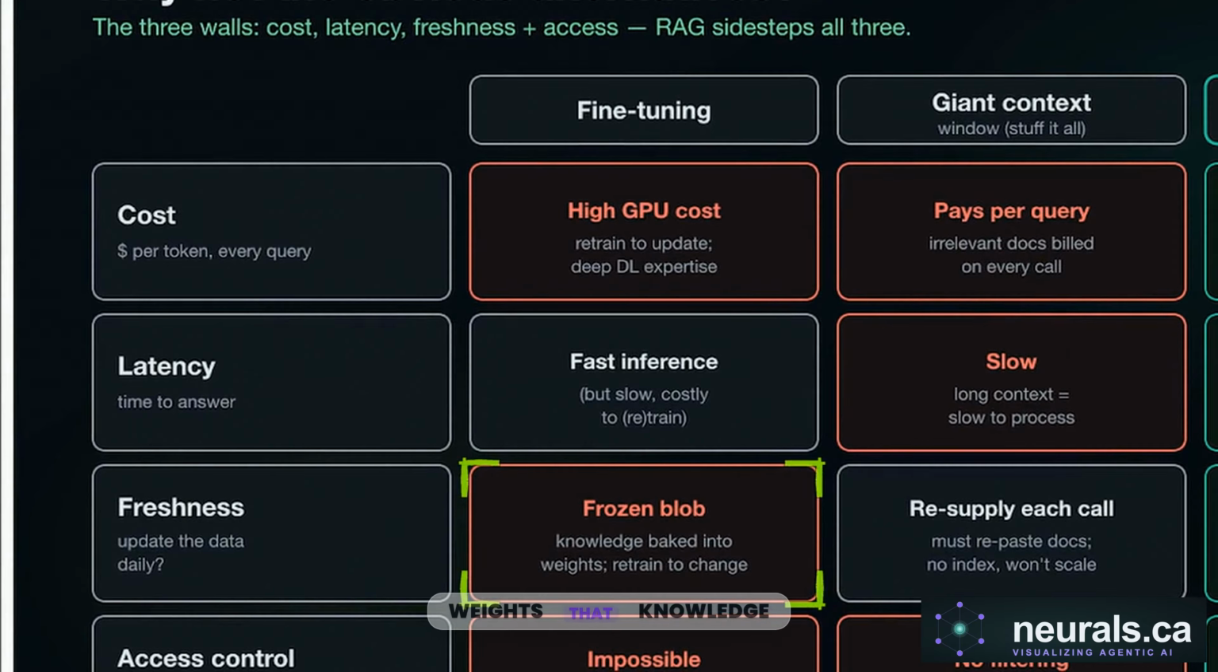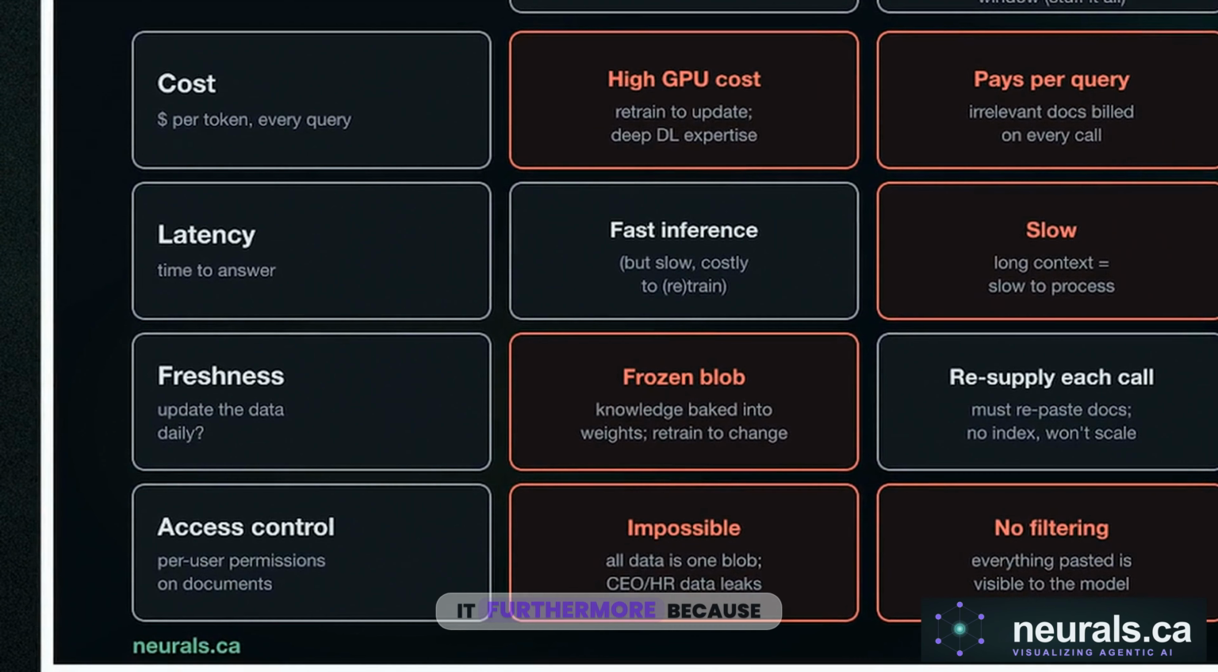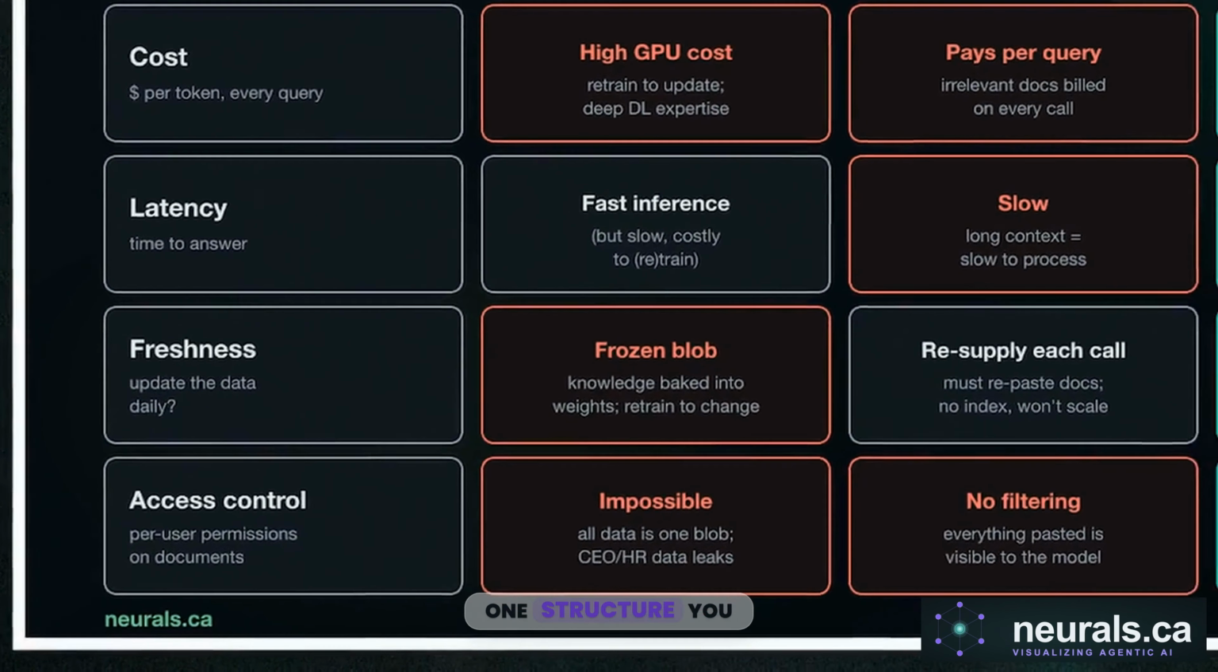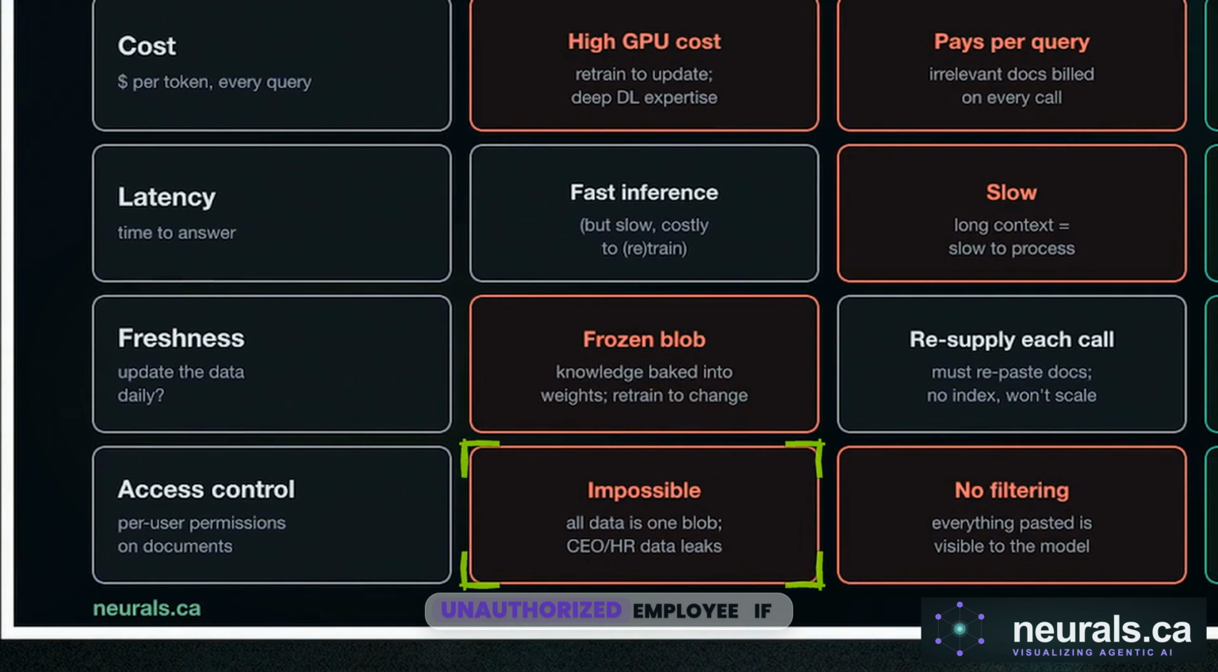Looking at the fine-tuning column, you see that when you bake private documents directly into a model's weights, that knowledge becomes a static, frozen blob. If a policy changes tomorrow, you have to retrain the model to update it. Furthermore, because all the data is assimilated into one structure, you cannot filter access. The model could easily leak confidential HR or executive data to an unauthorized employee.